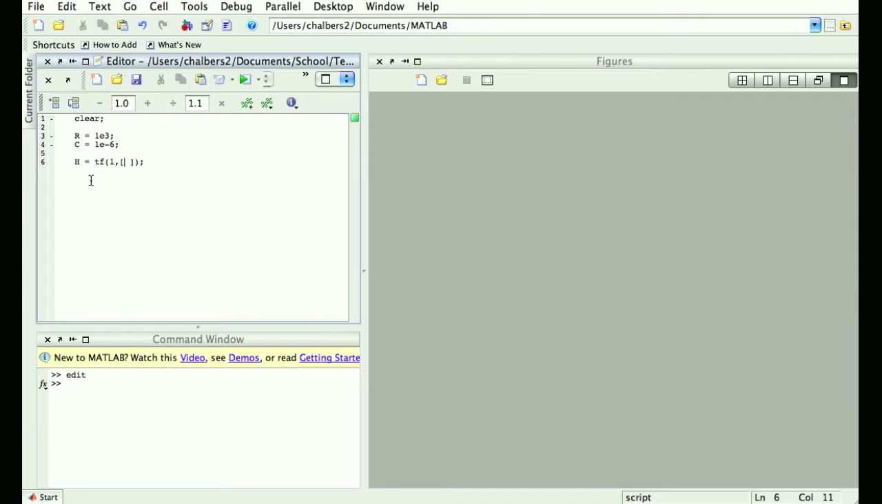So the first thing I'm going to do is the coefficient of the j omega term. What was the coefficient of the j omega term? R times C. Okay, and then after that there was the constant term, which was just 1.